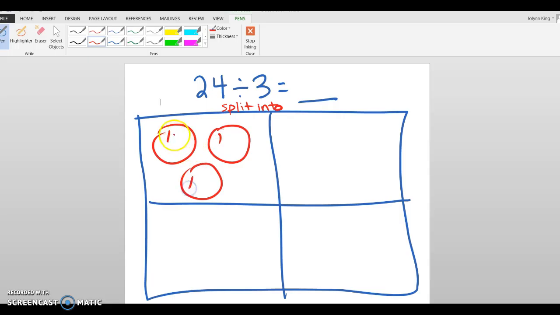1, 2, 3, 4, 5, 6, 7, 8, 9, 10, 11, 12, 13, 14, 15, 16, 17, 18, 19, 20, 21, 22, 23, 24. And so when I look inside each group, I can see each group has 8 in it, so I know 8 would be my answer. Now you can see this takes the longest way, but it's the most concrete, easy way for the students to understand, and they can actually see what they're doing.